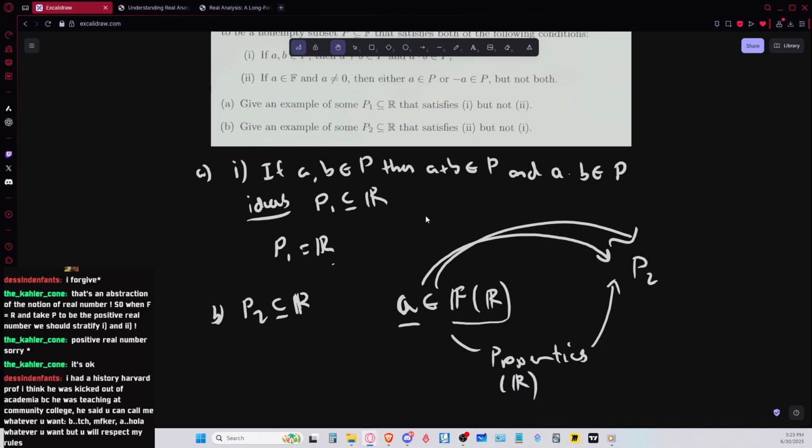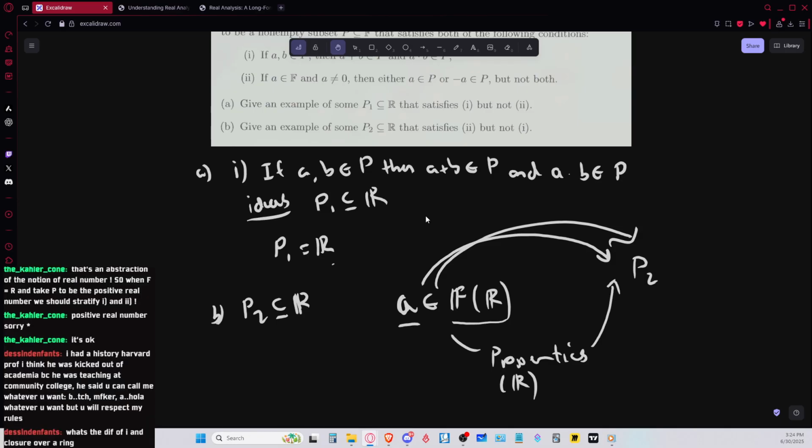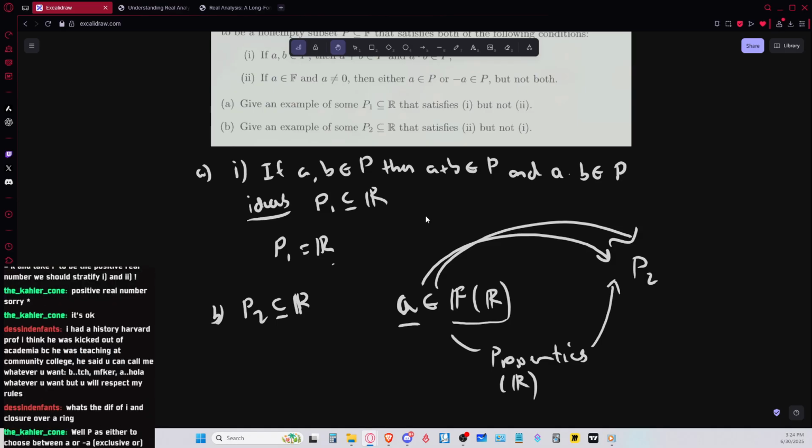So the question is how can we make this work? Since it is part of the real numbers, we're going to have the negative and the positive numbers in it, and that's going to be a little bit of an issue to work out. Unless we set up P where it eliminates the negative numbers, like set P to be equal to the square of A, in this case. What's the difference of I and closure over a ring?